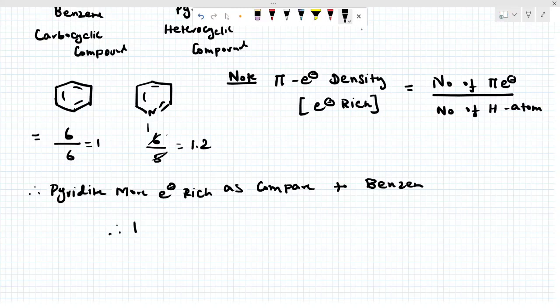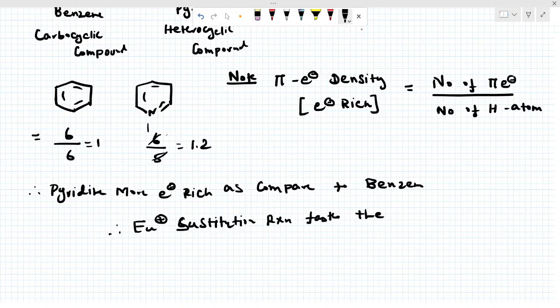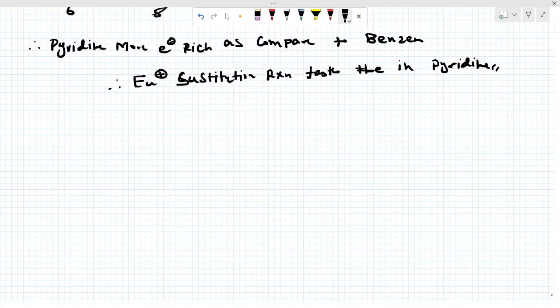Therefore, please note, the electrophilic substitution reaction is faster in which one? Faster in pyridine. Why pyridine? Because pyridine is what? The more electron rich group. Okay. Now I give the question, you can tell the answer. I give the 4 molecules. We have to tell which undergoes the electrophilic substitution reaction more.